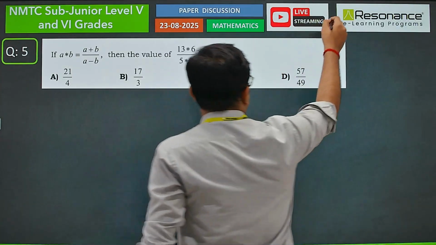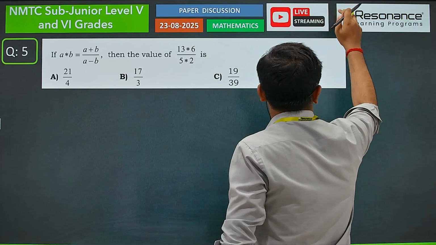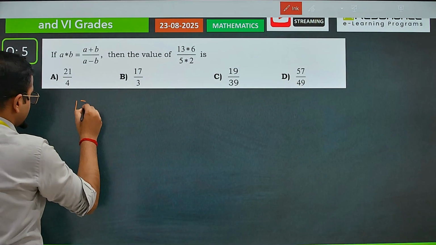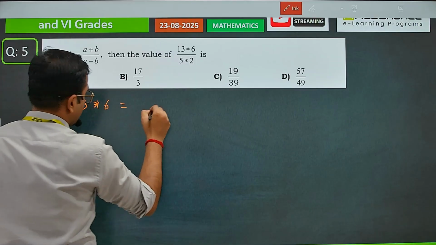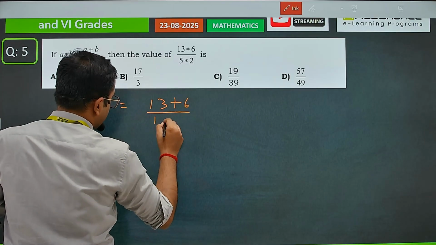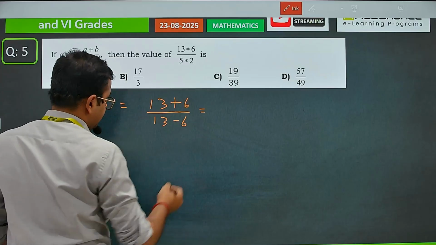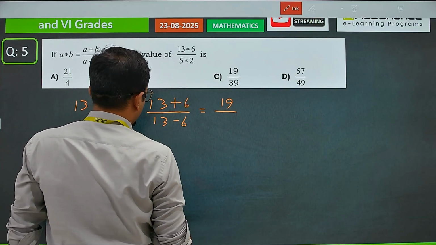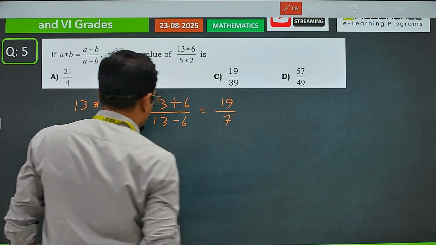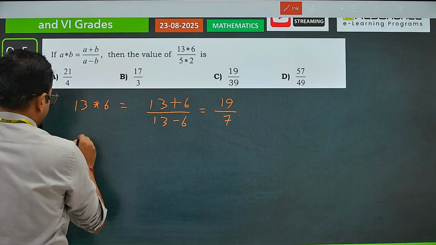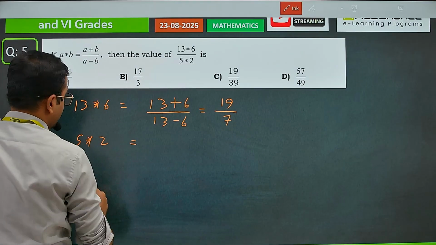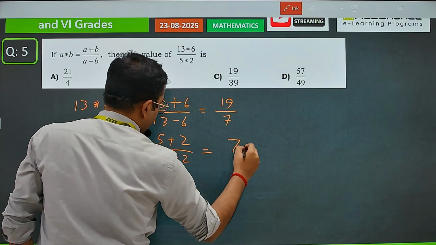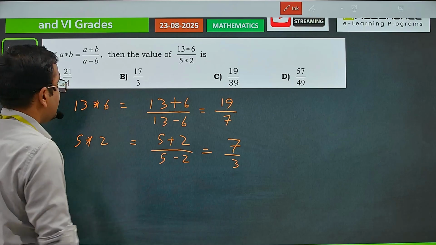This is also a comparatively easy question, so let's do it individually. 13 star 6 indicates (13 plus 6) by (13 minus 6), that would be 19 by 7. Similarly, 5 star 2 will give you (5 plus 2) by (5 minus 2), which is 7 by 3. Now we have to simply divide.